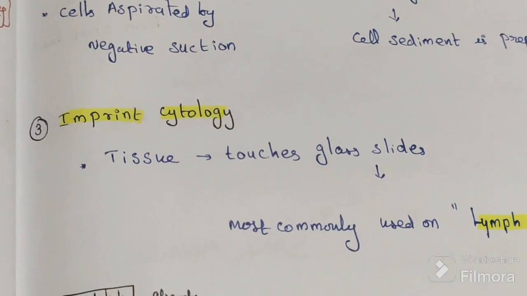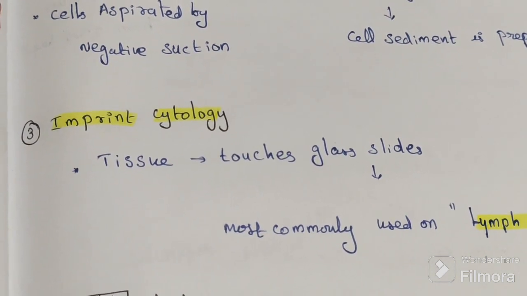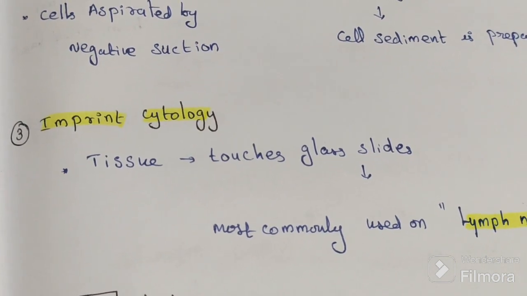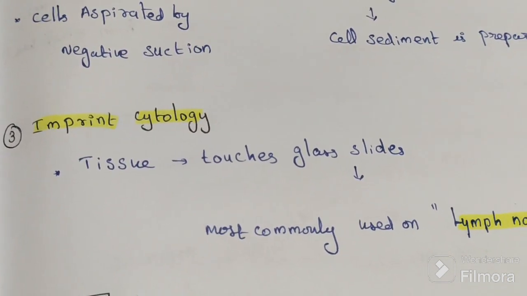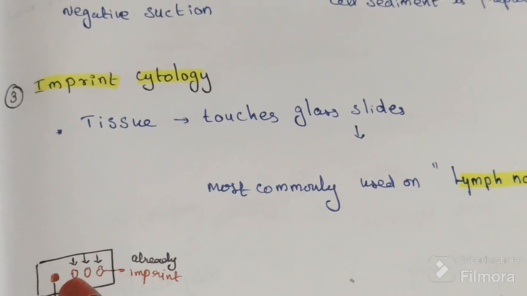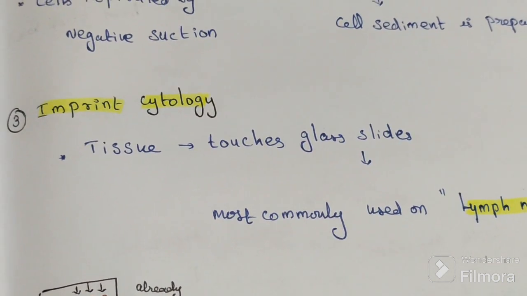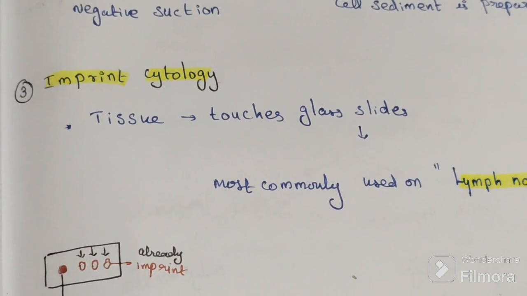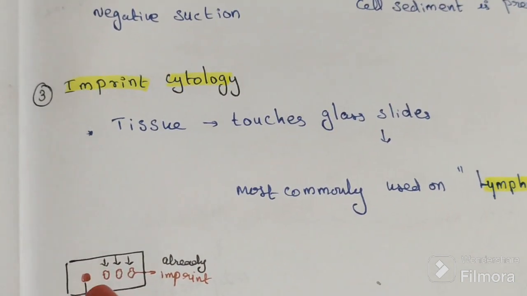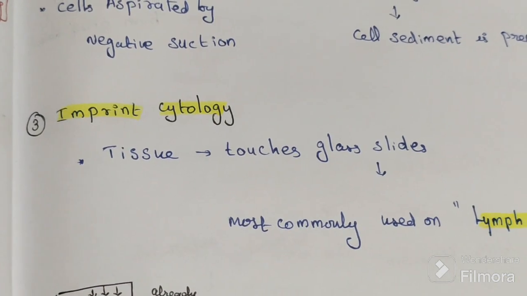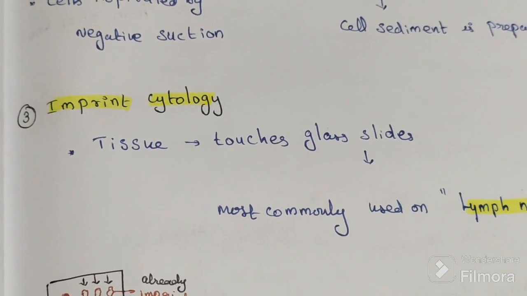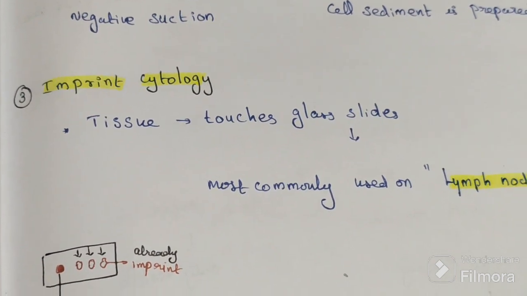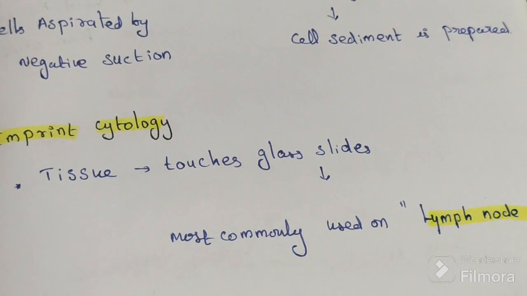Third branch, imprint cytology. We are taking out the tissue, biopsy taken out. This biopsy tissue touches on the slide. Okay, touch on that glass slide. Now cells are imprinted on the slide. Here imprinting, already imprinting. That's why it is called imprint cytology. It is most commonly used on lymph node biopsy.